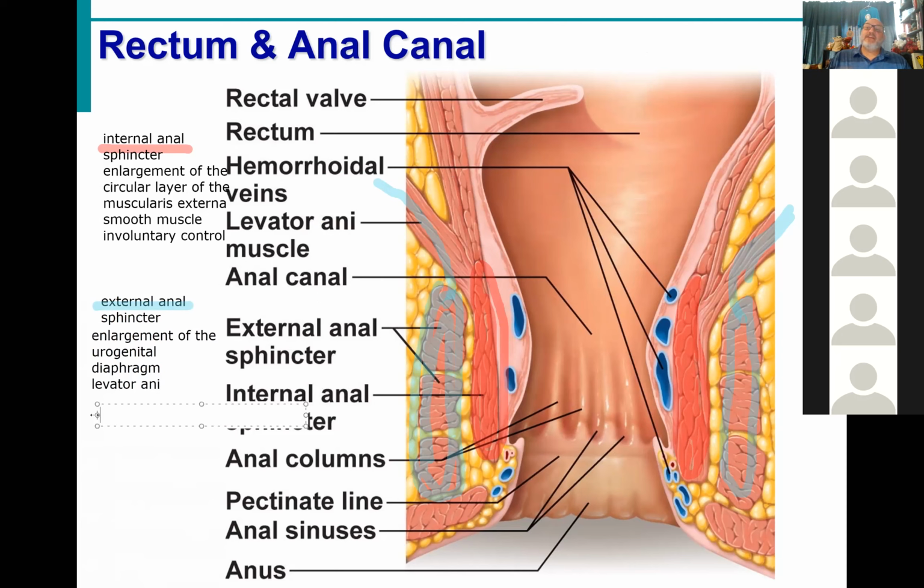And because it is a part of the levator ani muscle, what type of muscle tissue is it? Skeletal muscle. And because it is skeletal muscle, what type of control do we have over it? Voluntary control. So notice we have not one, but two valves that are going to help us to control the release of fecal matter from our alimentary canal.